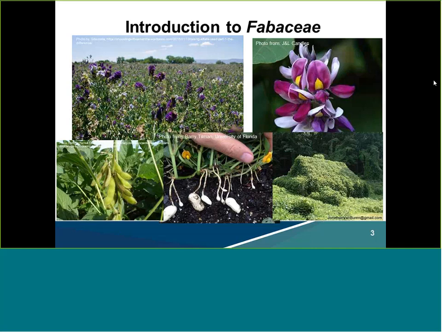Taking a look at the Fabaceae family, I have some pictures, if you can see my mouse here, just to illustrate some of the important species. Here on the left-hand side of the screen, we have some species that are of agricultural importance. And then on the right-hand side of the screen, we have one species in particular of invasive importance. The Fabaceae family has just over 600 genera and about 18,000 species. That's a lot.